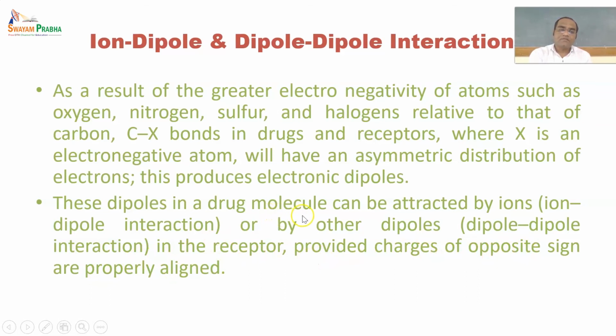So a drug which will interact with receptors having electronegative atoms such as oxygen, nitrogen, sulfur or halogen attached to carbon will form a dipole, and this dipole will attract a molecule having a dipole moment. So there will be dipole type of interactions, and the drug should fit properly into the receptor.